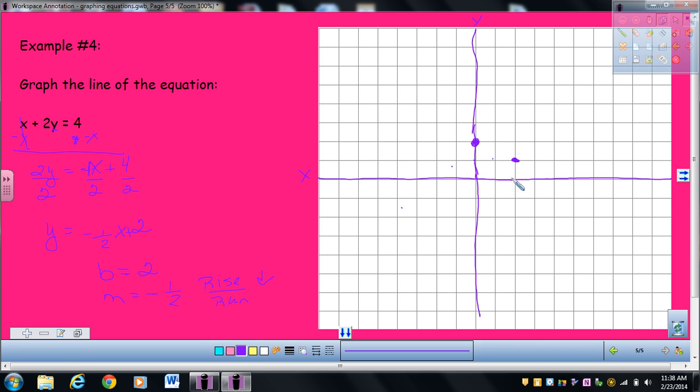I'm going to go down 1 and run 2, repeating that several more times. And my line's going to look like that. And that's represented by y equals negative 1/2 x plus 2.